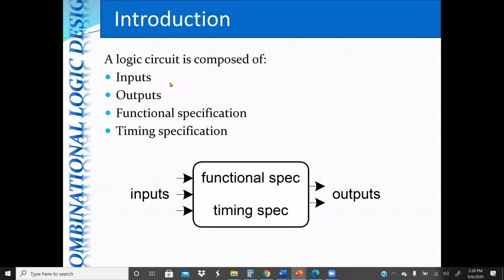So first we start with what a logic circuit is. A logic circuit is composed of inputs, outputs, a functional specification, and also a timing specification. Here we have 3 inputs, and we generate 2 outputs based on the functional specification we have. So we may build a logic circuit using logic gates to perform different types of functions, based on the function and also the timing specifications.